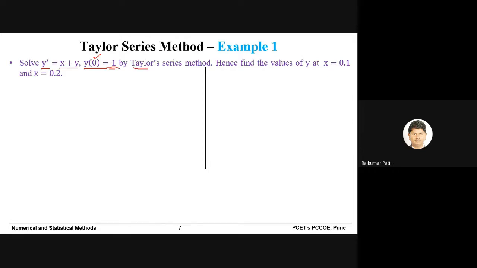Then here it is mentioned you need to use the Taylor series method, and once you derive that equation, in that equation you need to put x is equal to 0.1 and calculate y1, and then put x is equal to 0.2 and calculate y2. So first step is always read the problem carefully and write down the given data. So here x naught is 0 and y naught is 1.